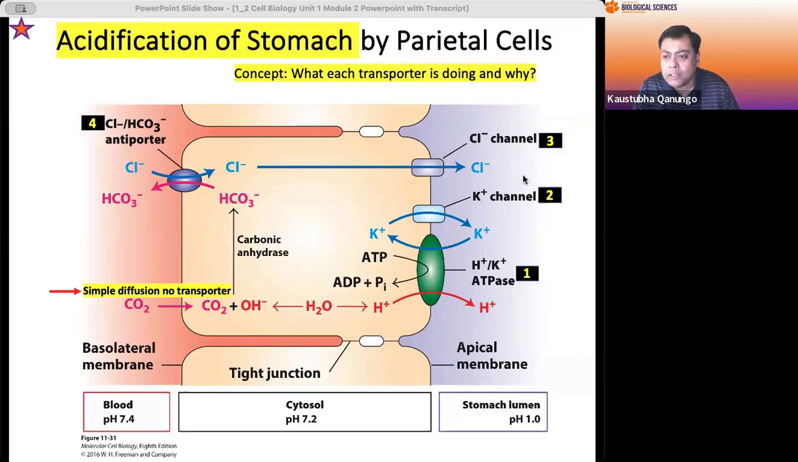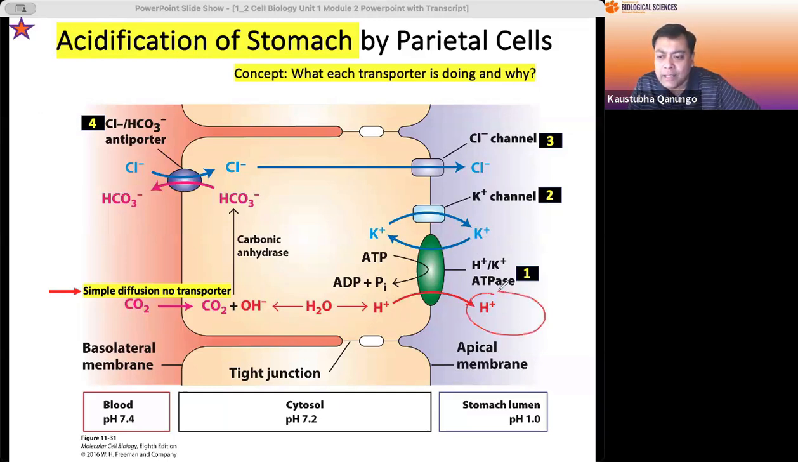You don't want it to be too much negative, so K plus manages to neutralize that. Now, the proton pump is putting the H plus in here and bringing back the K plus. Now see what happens, how the acidification happens.